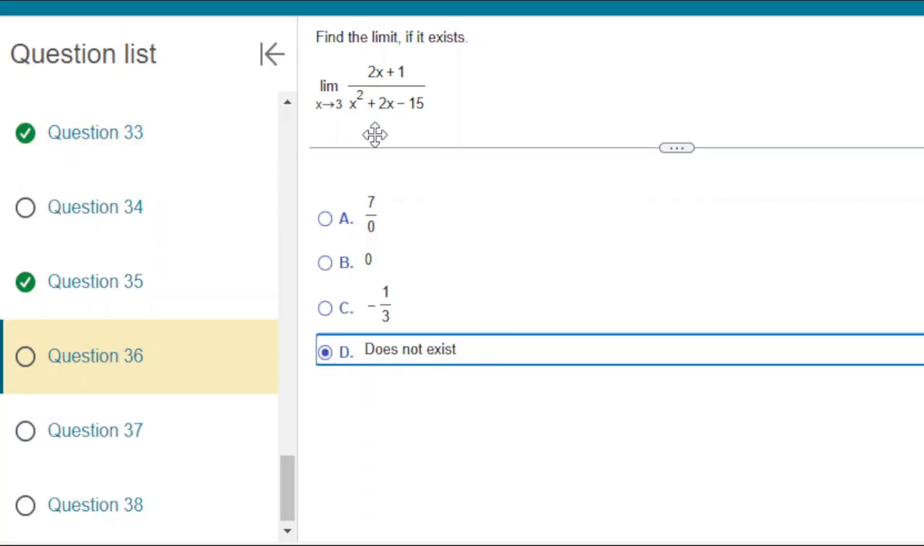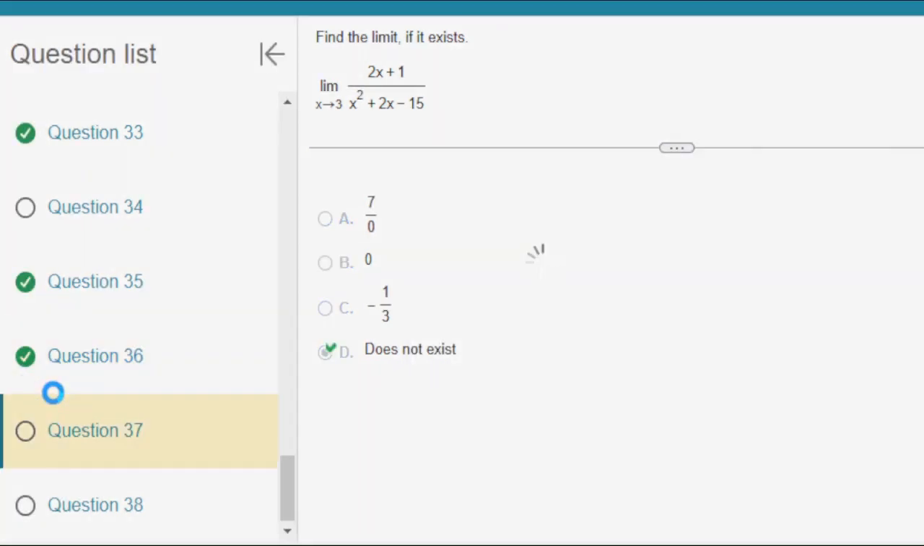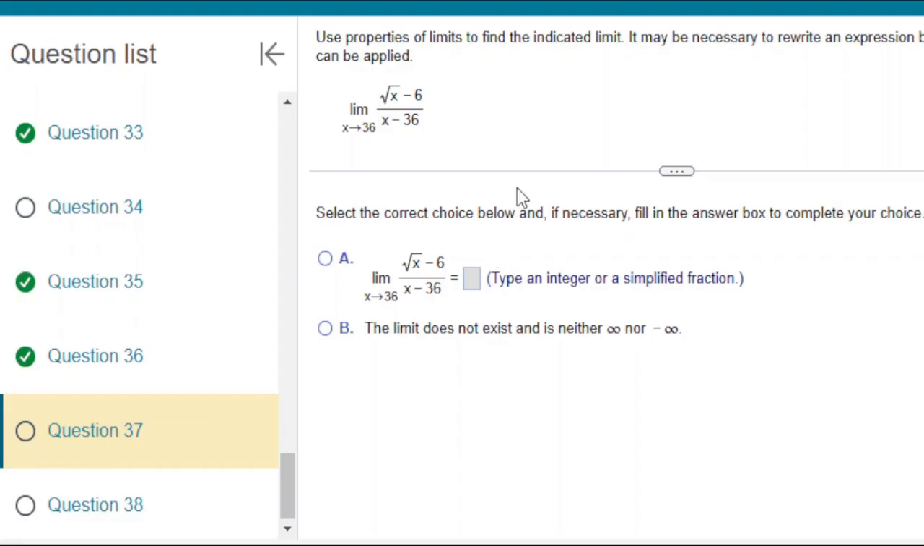We'll talk more about this in the next module, module 2. Okay, and the last problem we'll look at: use the properties of limits to find the indicated limit. It may be necessary to rewrite the expression before limit properties can be applied. What's the limit as x approaches 36 of this?